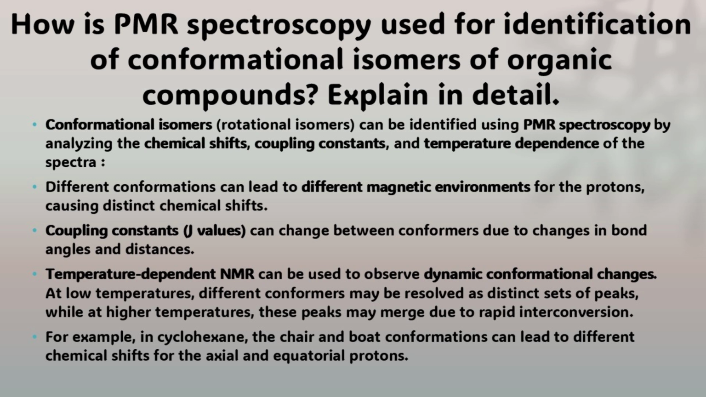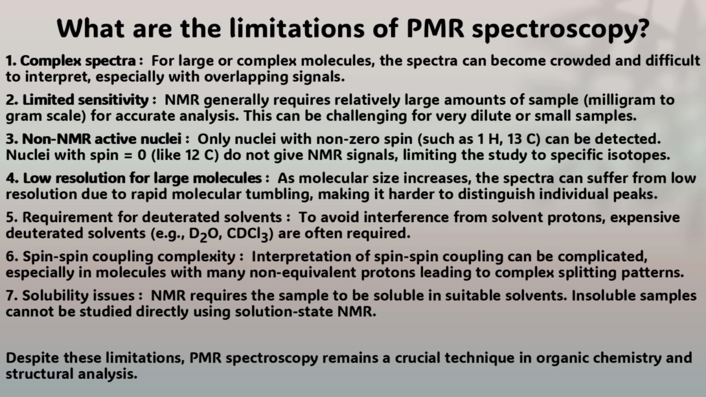For example, in cyclohexane, the chair and boat conformations can lead to different chemical shifts for the axial and equatorial protons. The next question is question number 67. What are the limitations of PMR spectroscopy? Explain in detail. The answer to this question is, while PMR spectroscopy is a powerful tool for structural determination, it has several limitations. 1. Complex spectra.